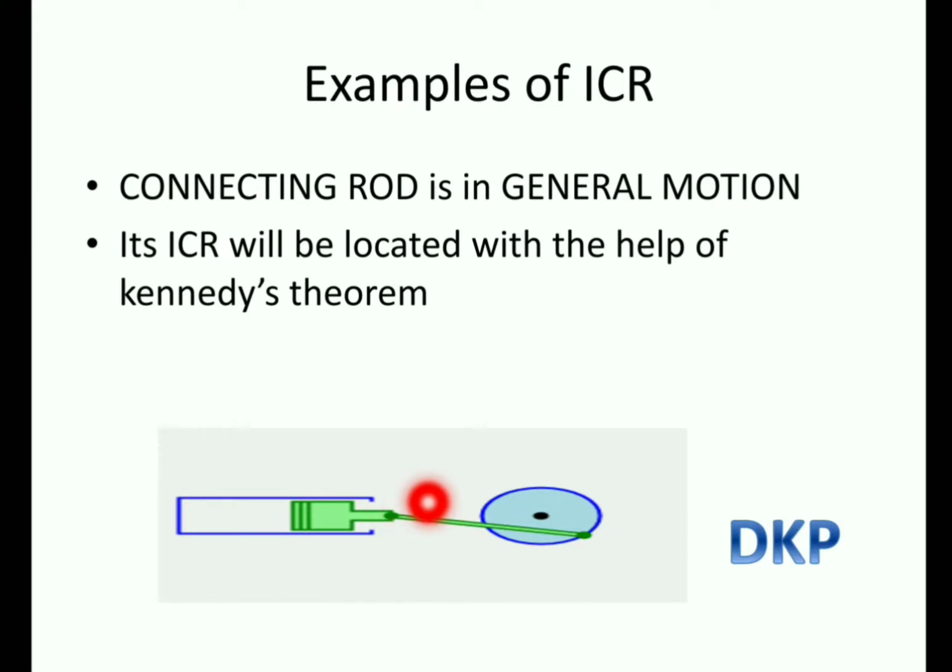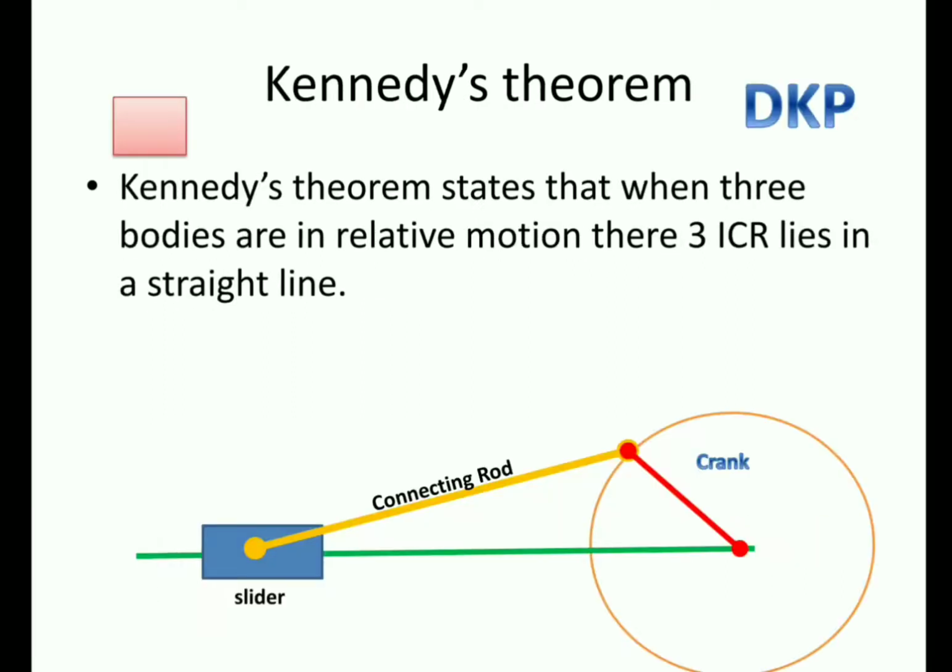So the third body, which is the connecting rod, is the body in general motion, and its instantaneous center of rotation will be located with the help of Kennedy's theorem. So let's see the example.